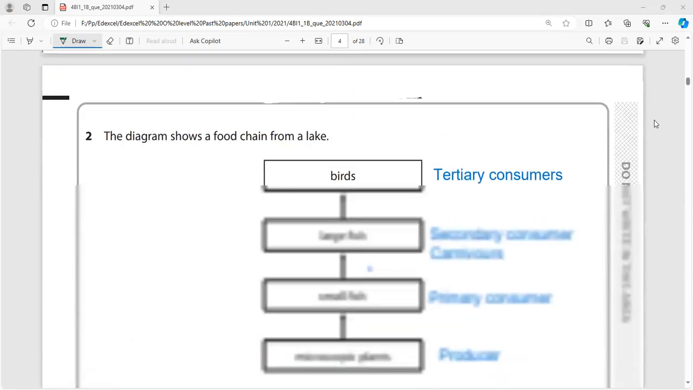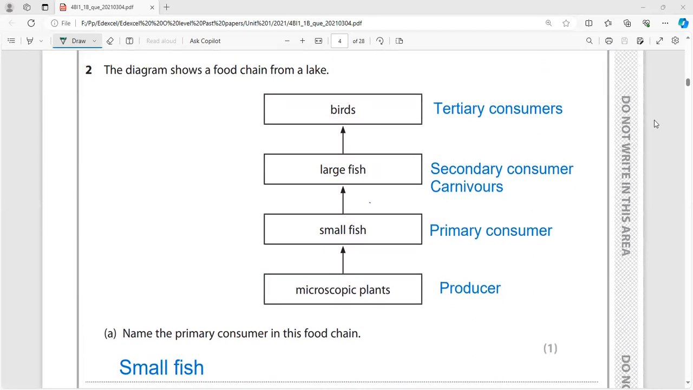So we're going to move to the next question. The next question is related to ecology. The diagram shows a food chain from a lake. In this food chain, the base is the microscopic plant, which is the producer, and the small fish is the primary consumer, or we can say herbivore. A large fish is the secondary consumer or carnivore, and the bird is a tertiary consumer. So here, the energy is moving from the producer toward the tertiary consumer.